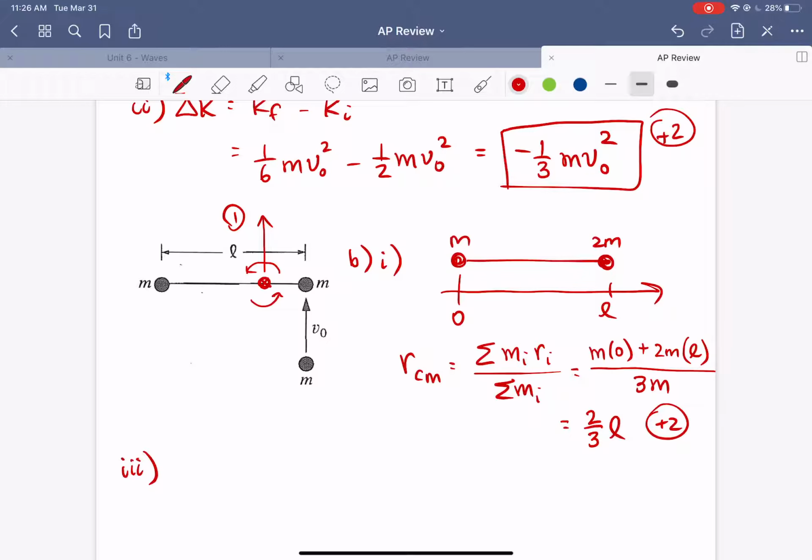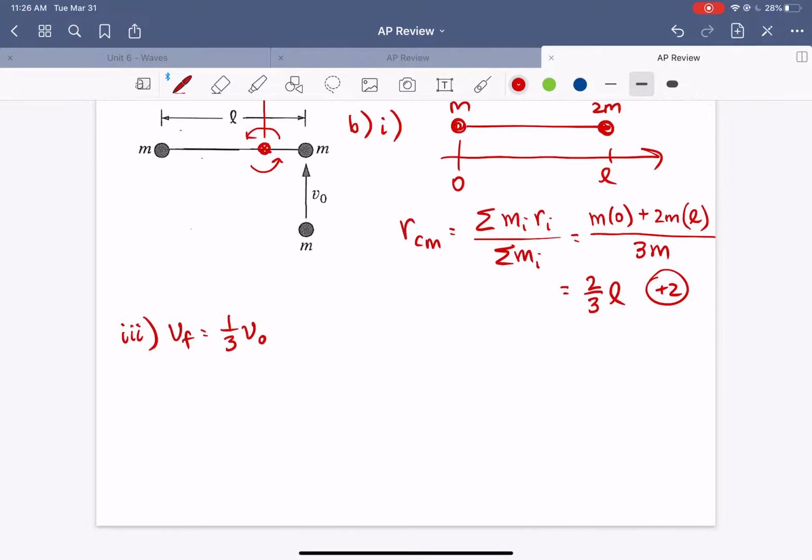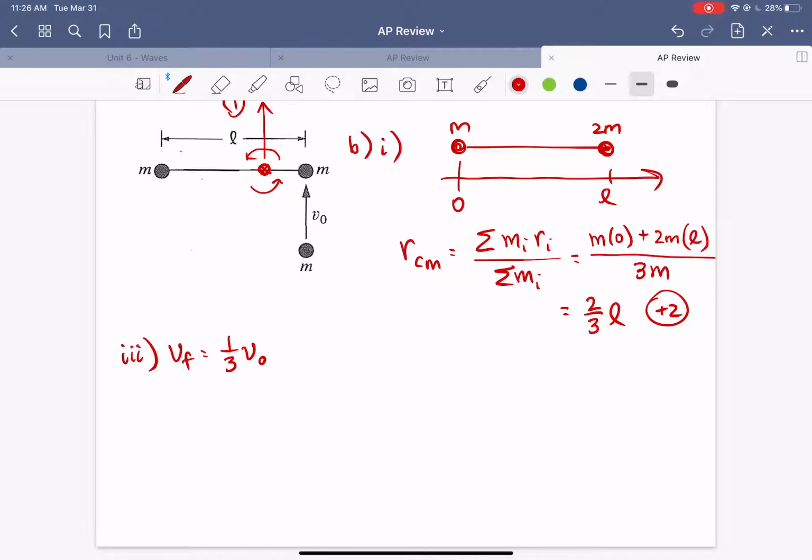Determine the speed of the center of mass. This is just a conservation of momentum problem. You can just think about linear momentum, and actually the values are all the same as in part A, so the final velocity is still just going to be 1/3 of v naught. All right, so now here's where things get pretty tricky. Part 4: I want to find the angular speed of this system immediately after the collision.